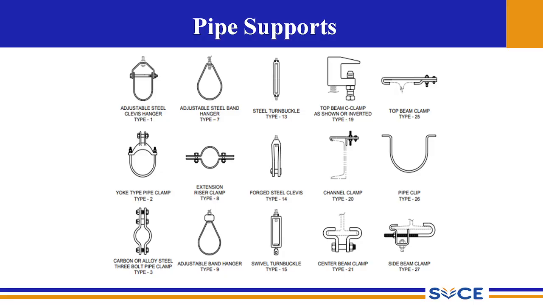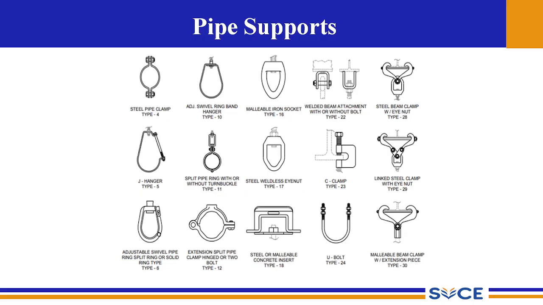Next is the type 4 steel pipe clamp. The pipe attachment for suspension of horizontal stationary insulated lines. The only difference between type 3 and type 4 is the number of bolts: 3 for type 3, and only 2 for the steel pipe clamp. Then type 5 is the J-type hanger. The J-type hanger is for suspension of horizontal stationary lines.